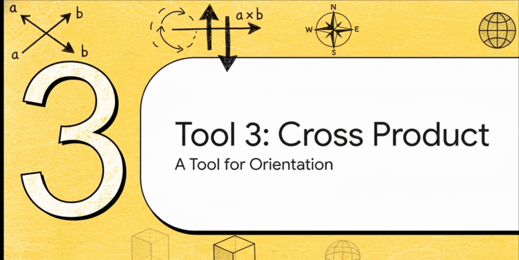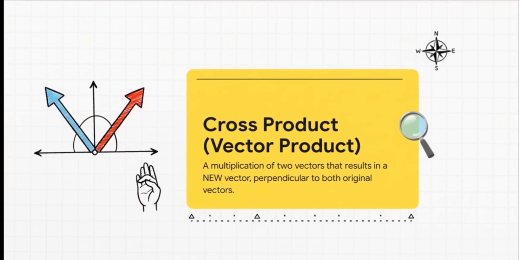If the dot product was all about how much do you align, the cross product is all about which way is up. It helps us find the one single direction that is perpendicular to two other vectors. And here's the big twist. Remember how the dot product gave us just a number, a scalar? Well, the cross product gives you a whole new vector. That's why people also call it the vector product.